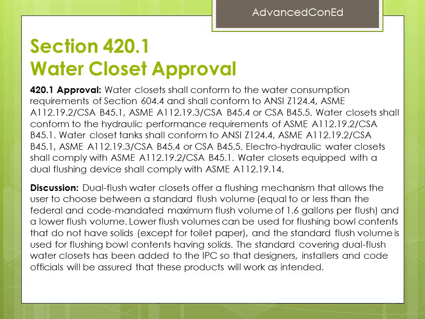Section 420.1 Water Closet Approval. 420.1 Approval. Water closets shall conform to the water consumption requirements of Section 604.4 and shall conform to ANSI Z124.4, ASME A112.19.2, CSA B45.1, ASME A112.19.3, CSA B45.4, or CSA B45.5.